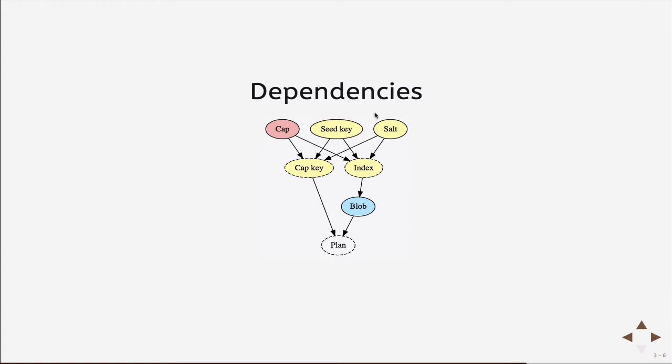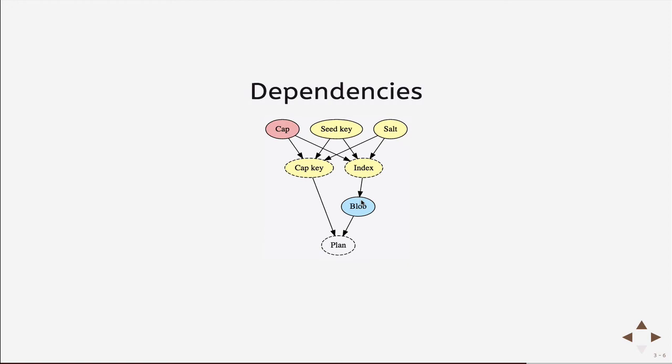Why is this important, and what do these colors mean? The colors tell you where something lives. Yellow in this case means in the key derivation part. So cap key and index are ephemeral parts of the key derivation thing. Seed key and salt are non-ephemeral parts, which is why they get solid lines around them. Cap is in red because the user stores that somewhere. And the blob is in blue because the database stores that somewhere else.